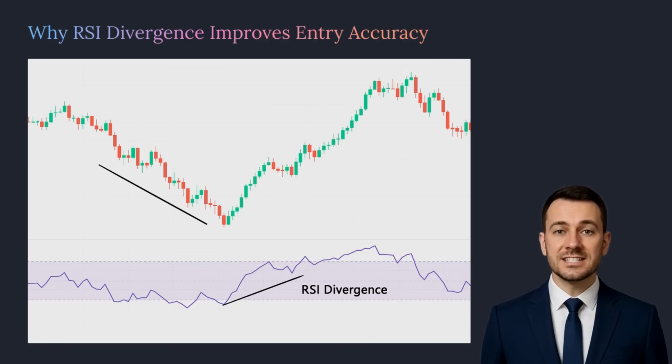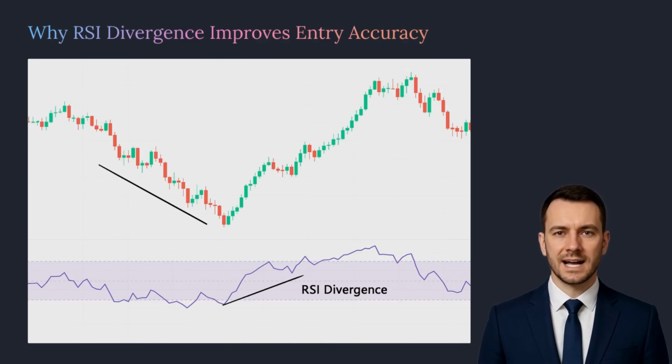Works across markets and timeframes. RSI divergences occur in stocks, Forex, crypto, etc., and on any time frame. It's a universal principle of momentum versus price behavior. You can apply it to daily charts for swing trading or 5-minute charts for day trading. The concept remains valid, though higher timeframes generally give more reliable signals.